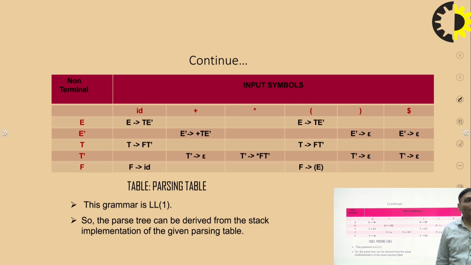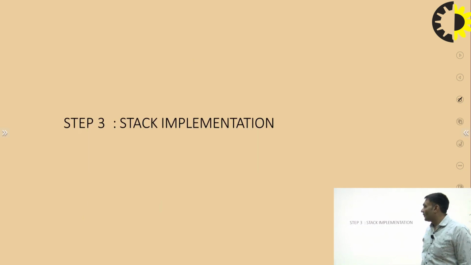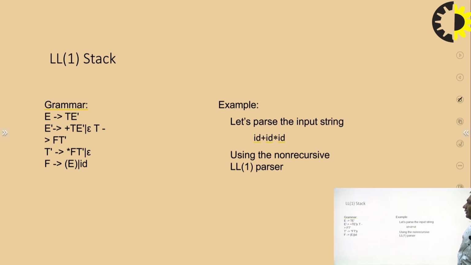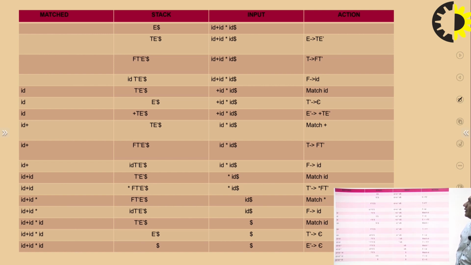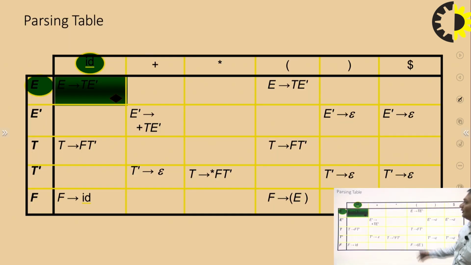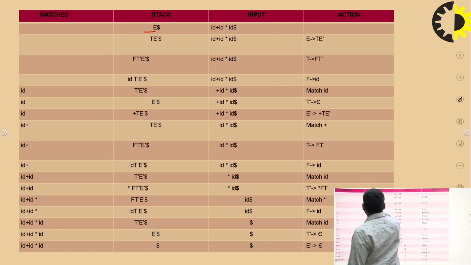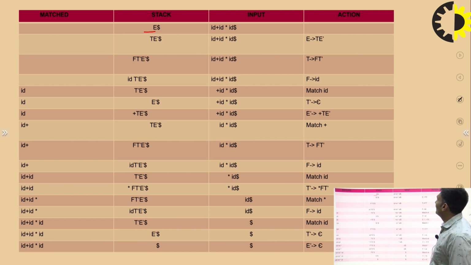Now this parsing table will be used as a predictive table, and it will be used for stack implementation. So let's see the stack implementation directly. We will refer to this table. In the stack, we will put the starting symbol, and at the end there is a dollar. For example, suppose we want to parse the string id plus id into id.